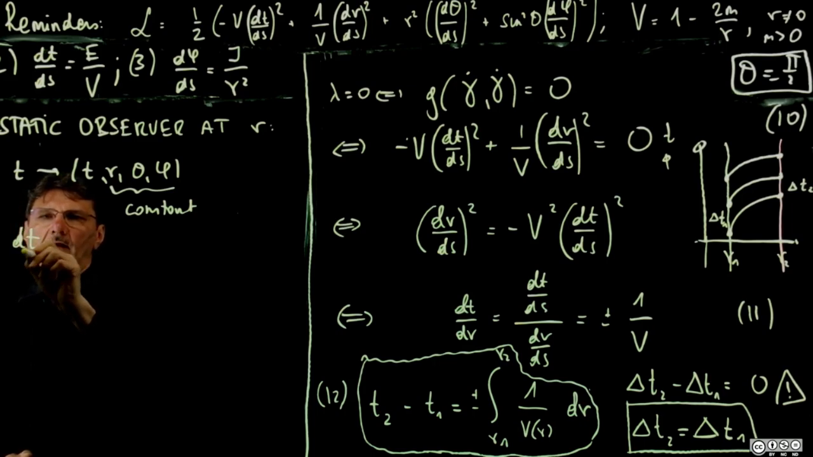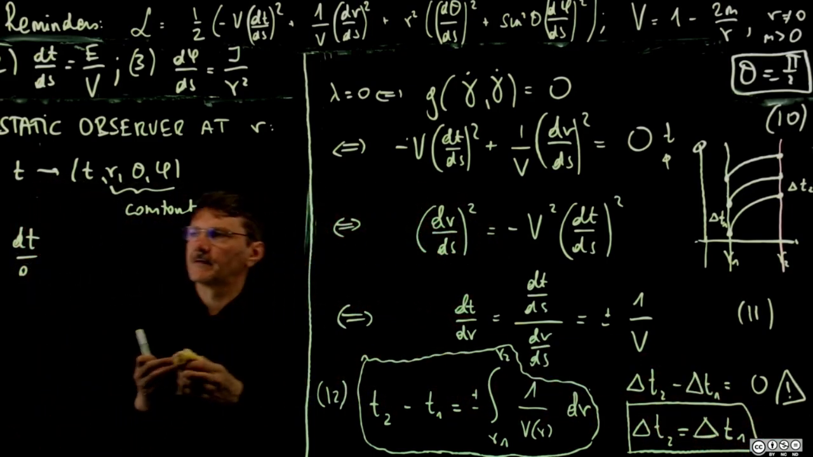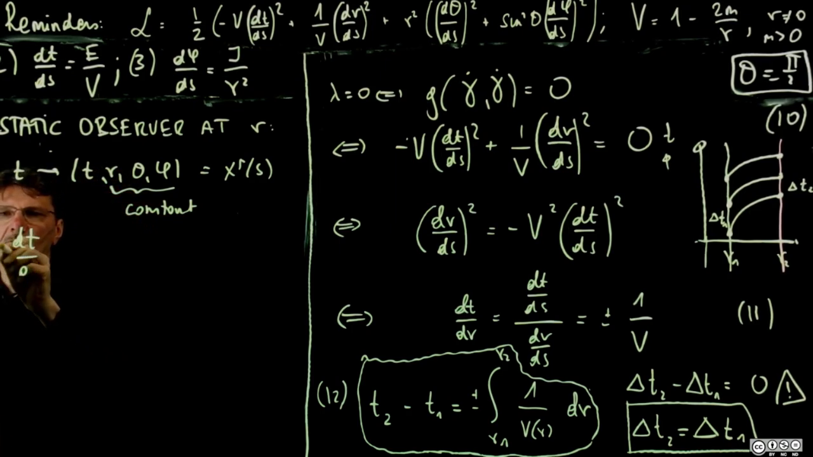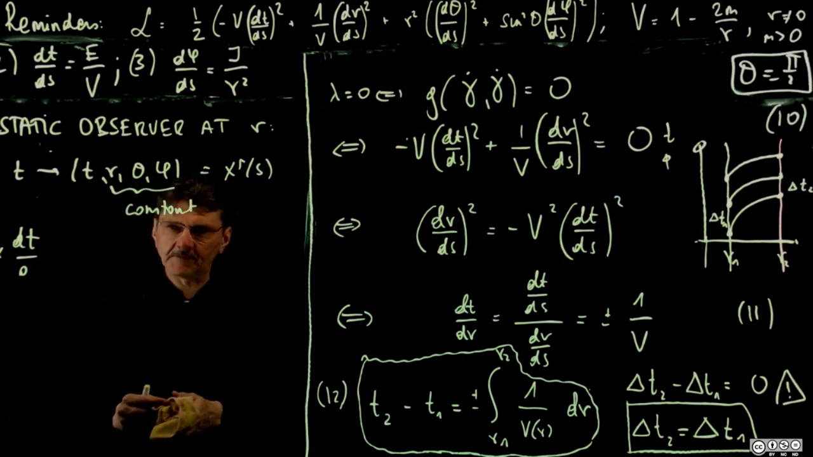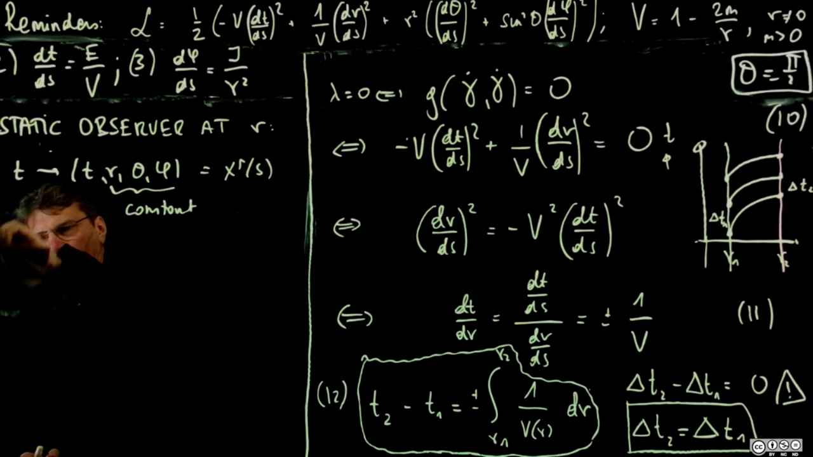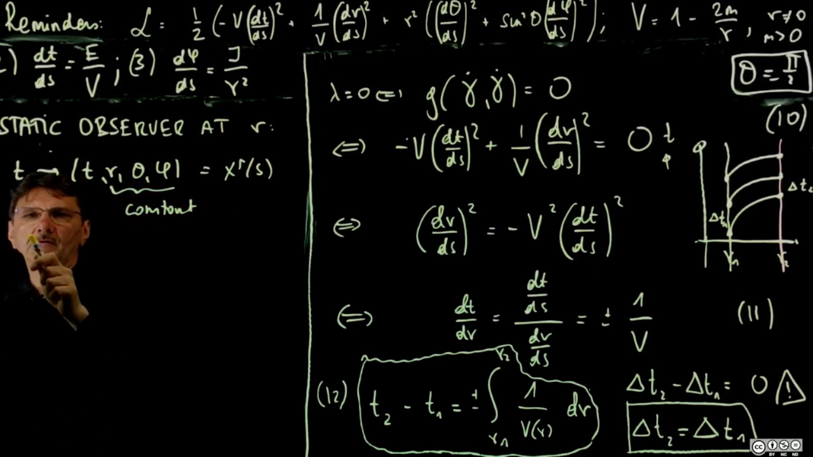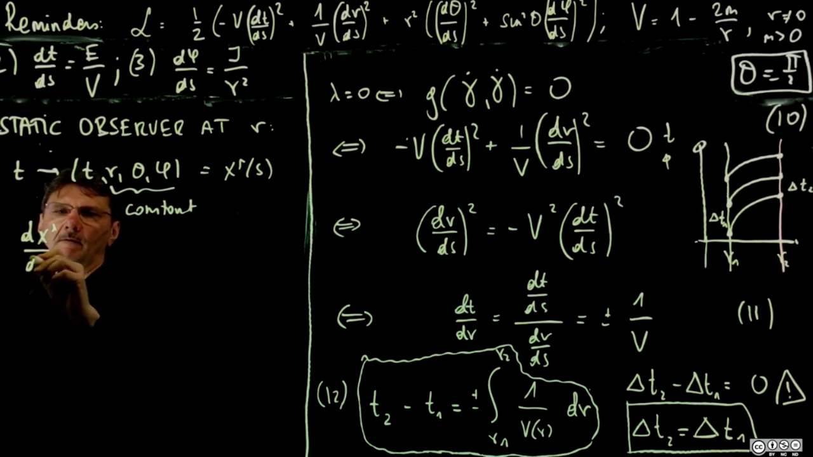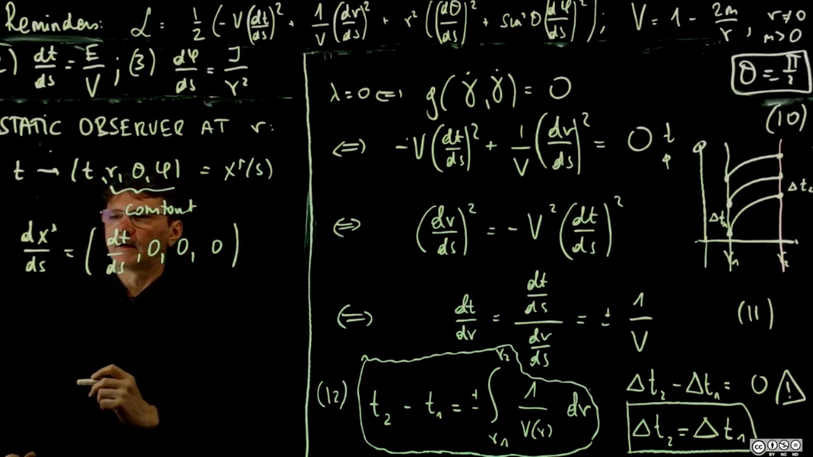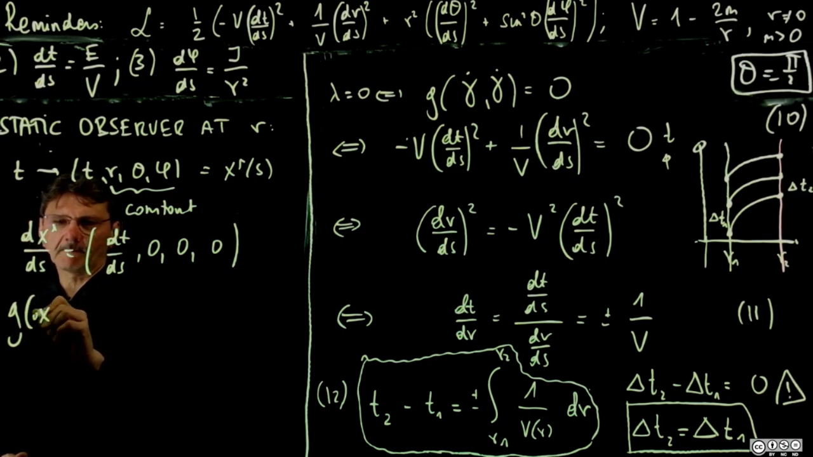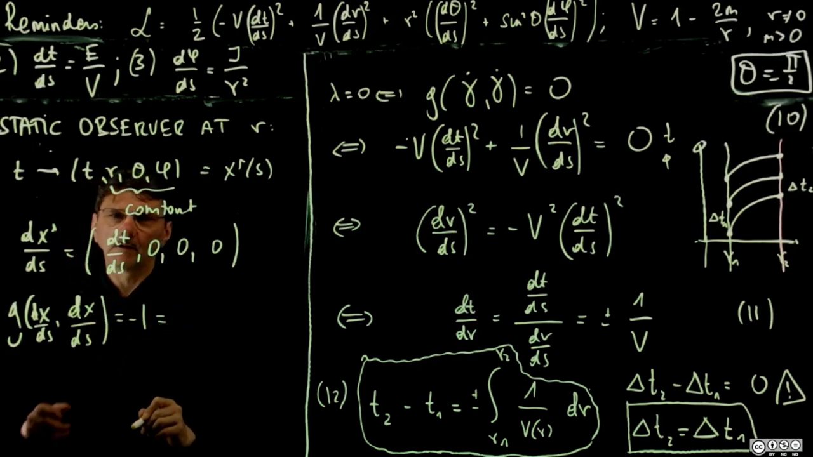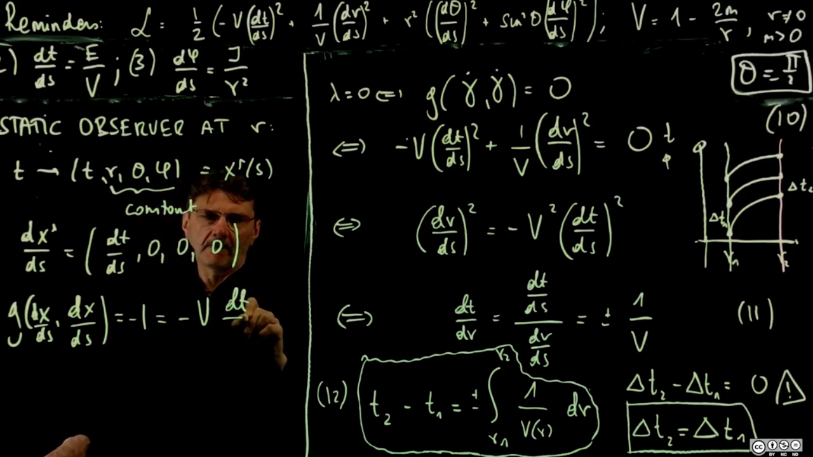And the tangent vector, so this is x mu of s, dx mu over ds. So the tangent to this curve is (dt/ds, 0, 0, 0). The length of the tangent should be minus 1, and is minus V (dt/ds)^2.